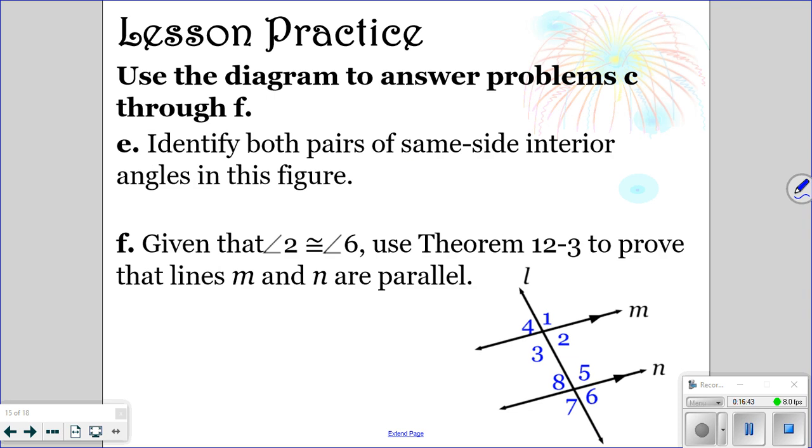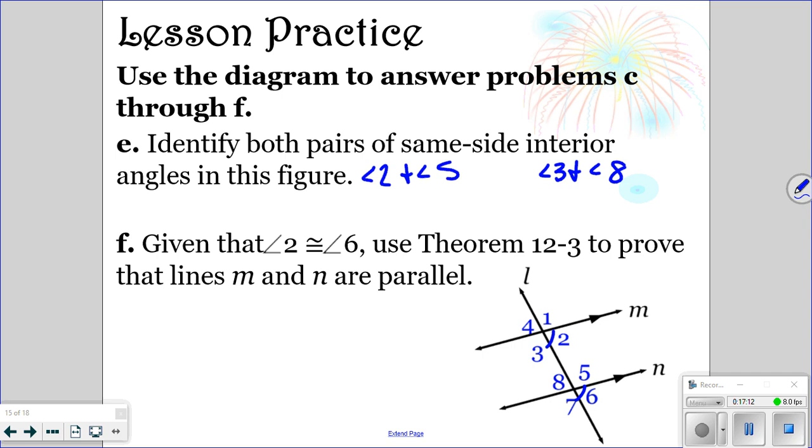Looking at this one, we want to identify both pairs of same side interior angles and then prove that the lines are parallel. So y'all try that one by yourself and then I'll go over it. So your same side interior angles would be angles 2 and 5, and angles 3 and 8. Then given that angle 2 is congruent to angle 6, use theorem 12.3 to prove that they are parallel.